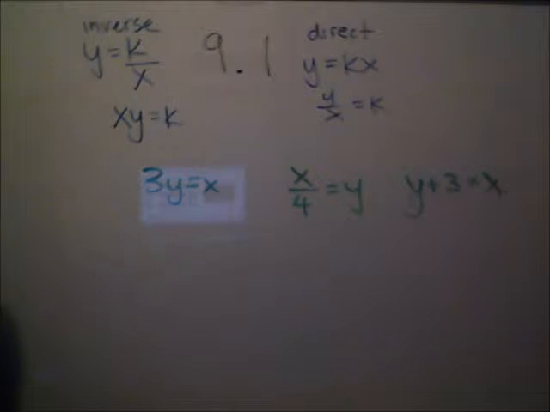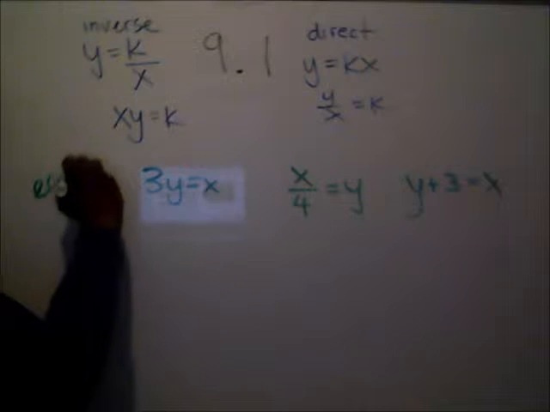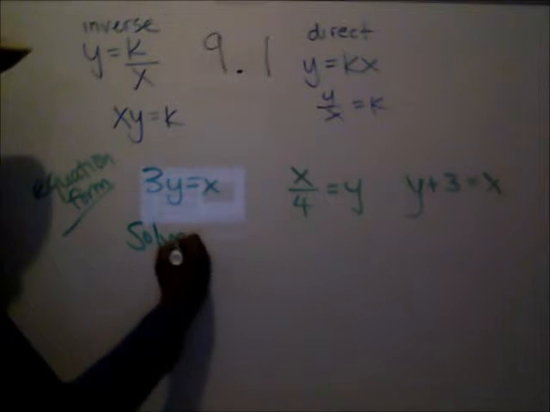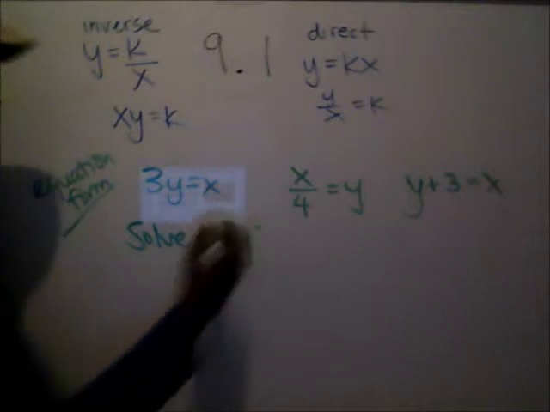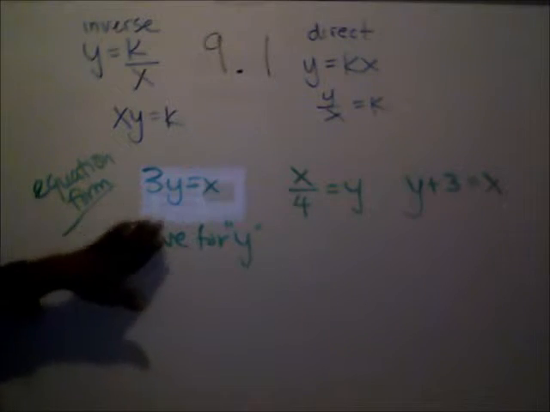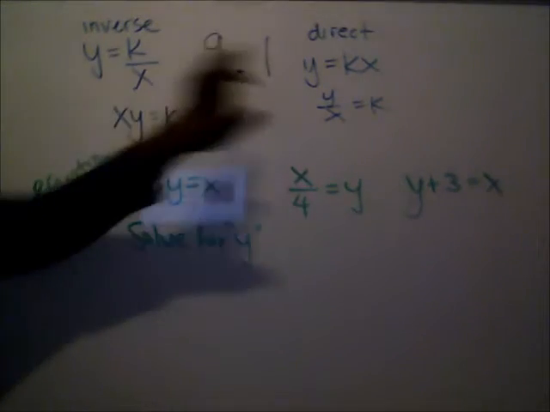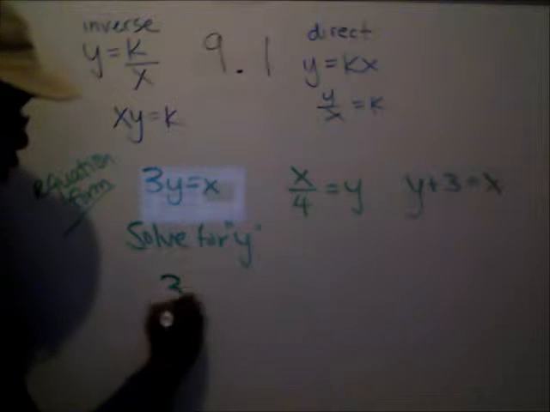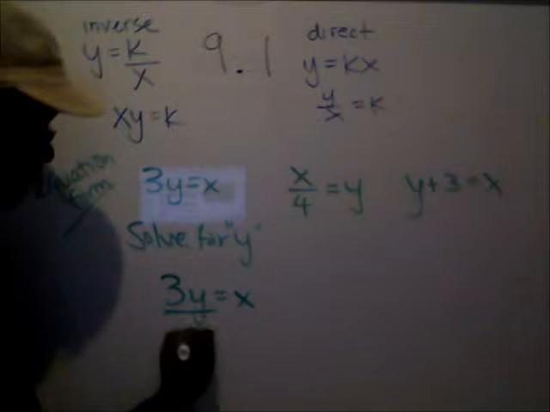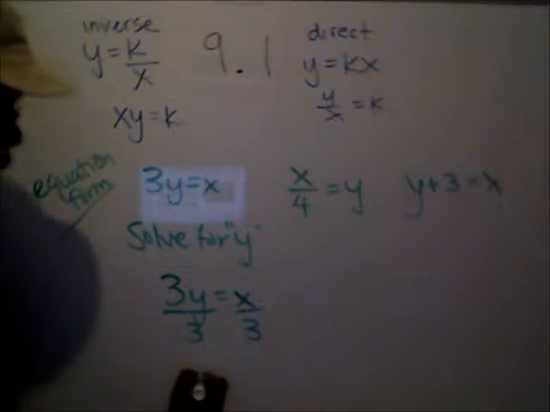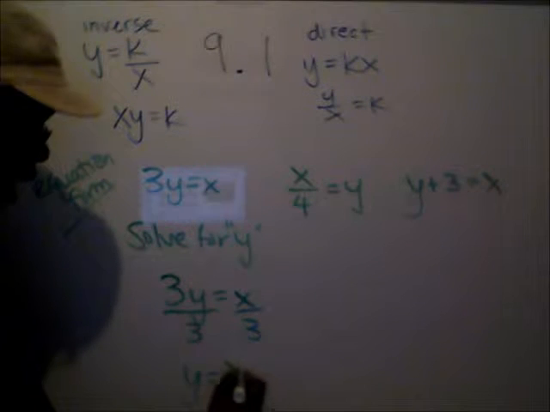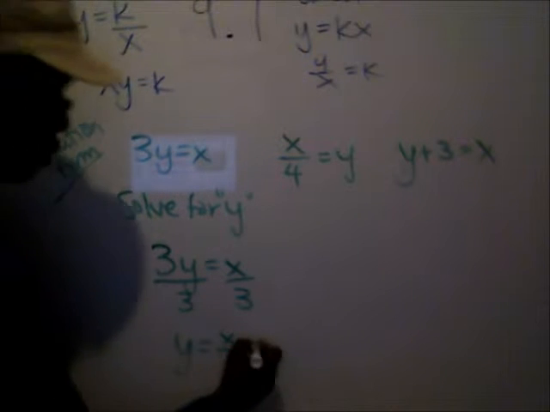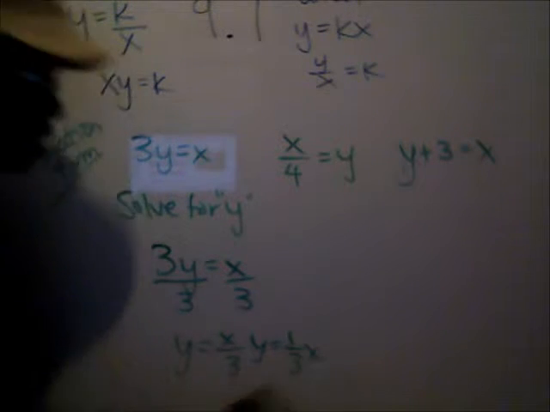So to tackle this, if you have it in the equation form, you want to solve for y. And that way, when we solve for y, we're going to then go back and compare it to each of these equations to see which type we have. Okay, so for this first one, if we want to solve for y, I'm going to rewrite it here, we would divide both sides by 3. Okay? So we would get y equals x over 3. Or we could write that as y equals 1/3 x.